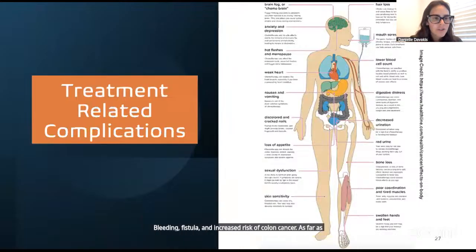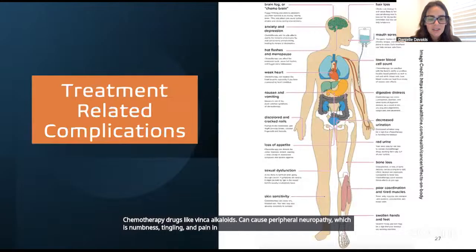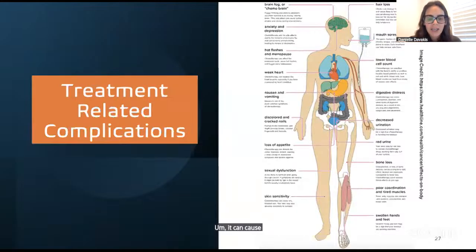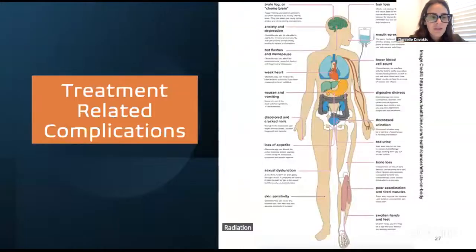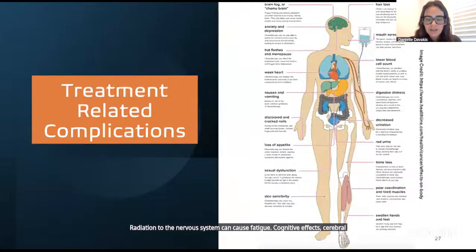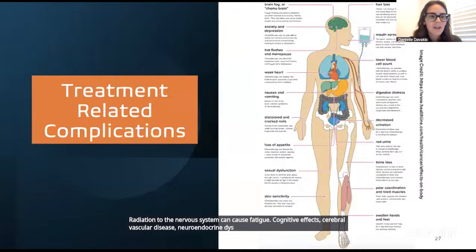As far as the nervous system, chemotherapy drugs like vinca alkaloids can cause peripheral neuropathy, which is numbness, tingling, and pain in your hands and your feet. It can cause motor and gait disorders, as well as autonomic neuropathy. Some targeted therapies can cause cognitive impairment, kind of termed chemo brain, or even intracranial hemorrhage. Radiation to the nervous system can cause fatigue, cognitive effects, cerebrovascular disease, neuroendocrine dysfunction, as well as secondary malignancies.